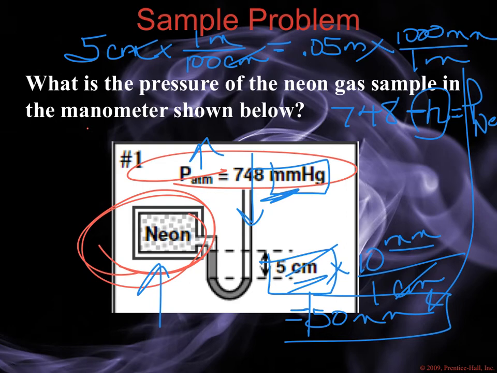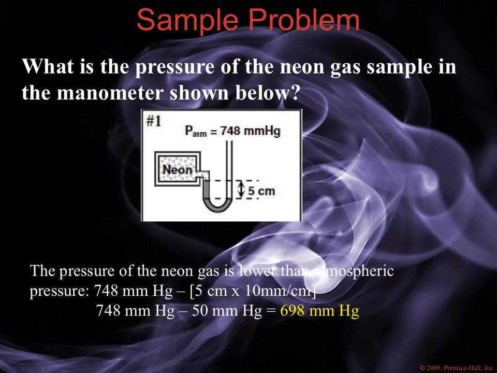All right, so what do we have so far? We have 748 millimeters minus 50 millimeters. So that means the pressure of the neon gas is 698 millimeters of mercury. And here it is written out a little bit less sloppy, if you want to look over and make sure you understand it.